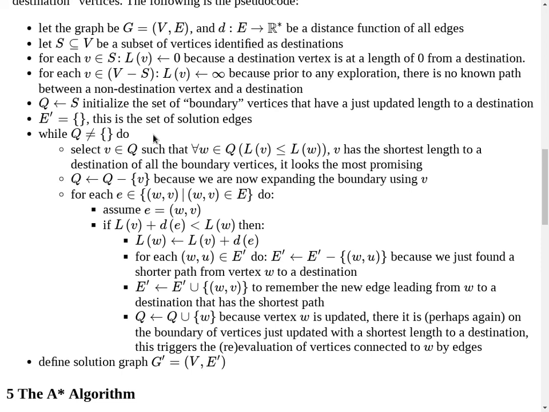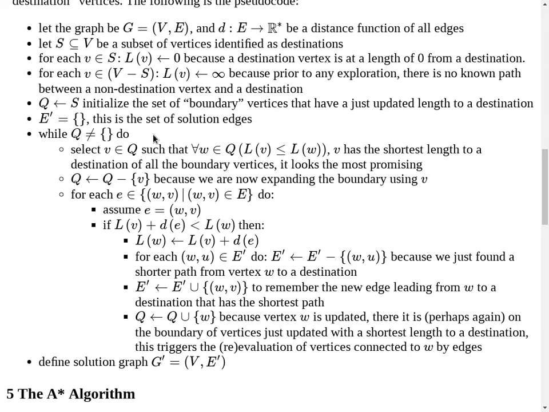So when you look at the left-hand side of the comparison, it's basically saying, oh, we might have just found an alternative path from W all the way to one of the destinations. And L of V plus D of E is the exact length of that particular path. Is that okay? And now we're comparing against what we currently know as the length of the shortest path from W to one of the destinations.